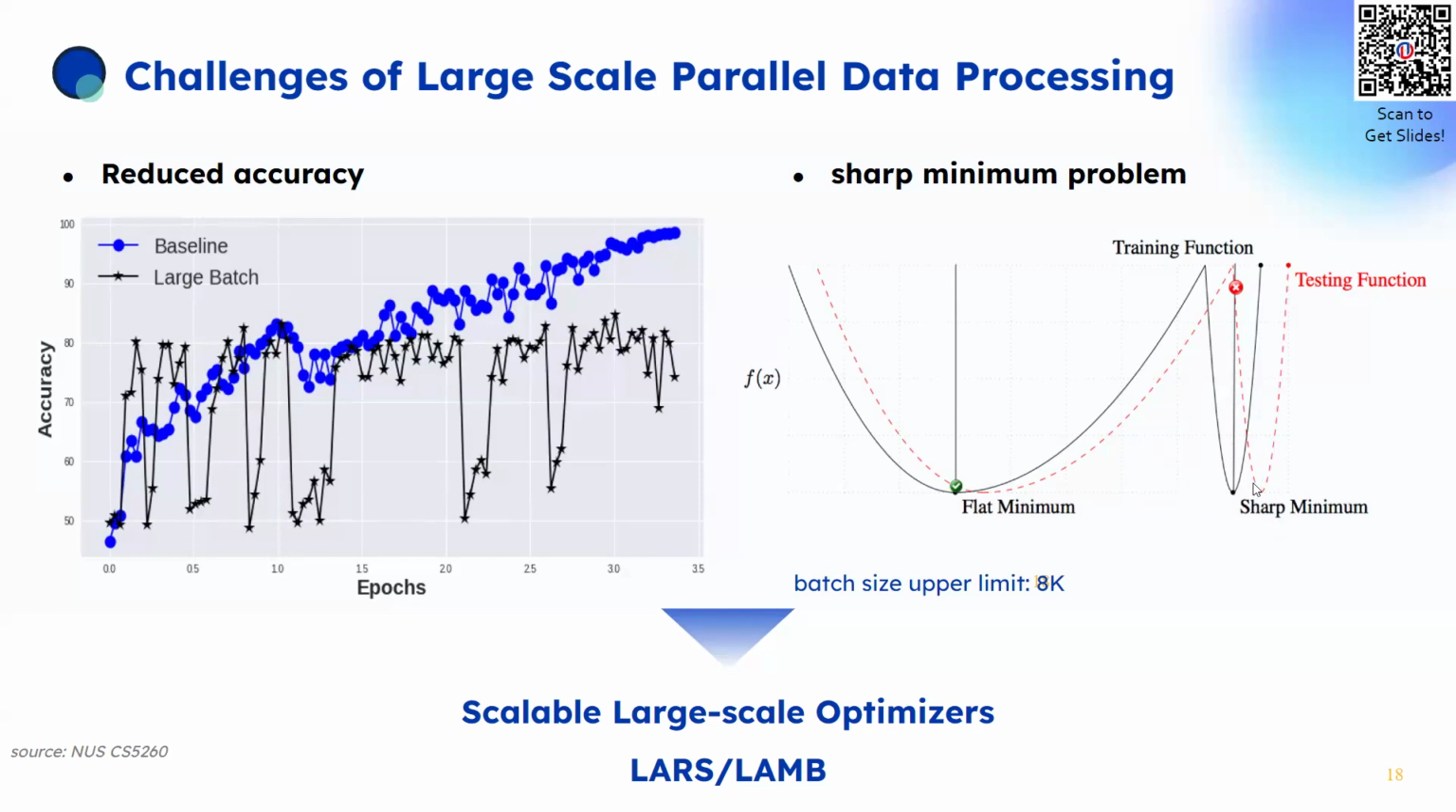Because large batch training is sharp minimum, you see the training loss is low, but the testing loss is very high. For small batch, it's a flat minimum, which means the training loss is low and the testing loss is also low. So that's why we designed some algorithms like LARS and LAMB. I'm going to skip the algorithm details. The idea is to make large batch training get the same accuracy.